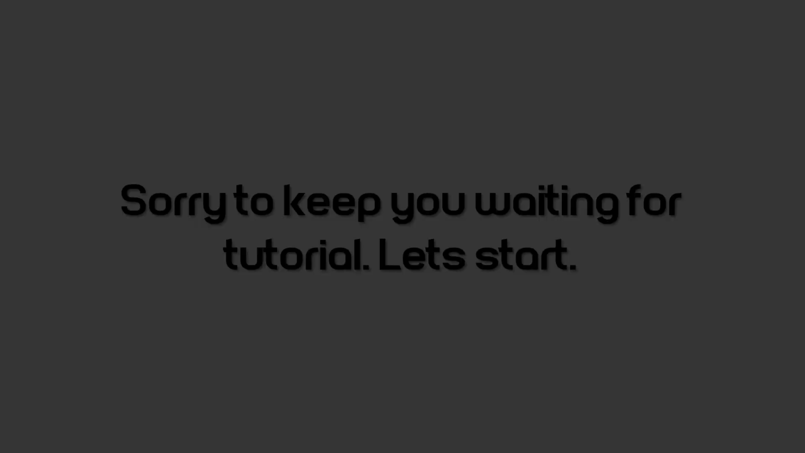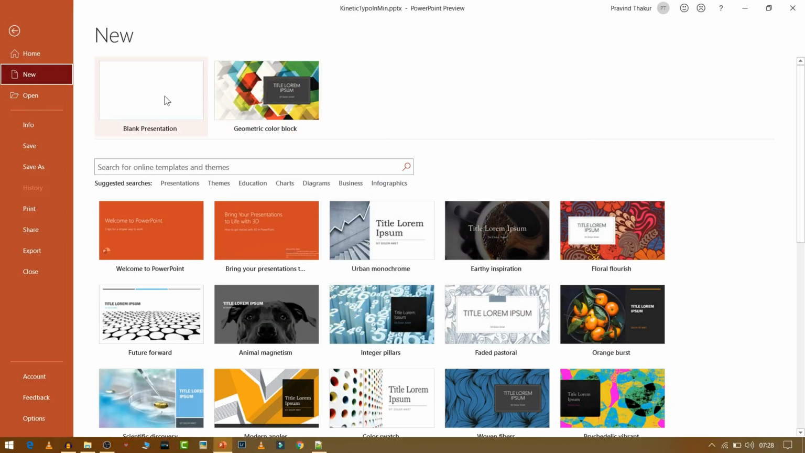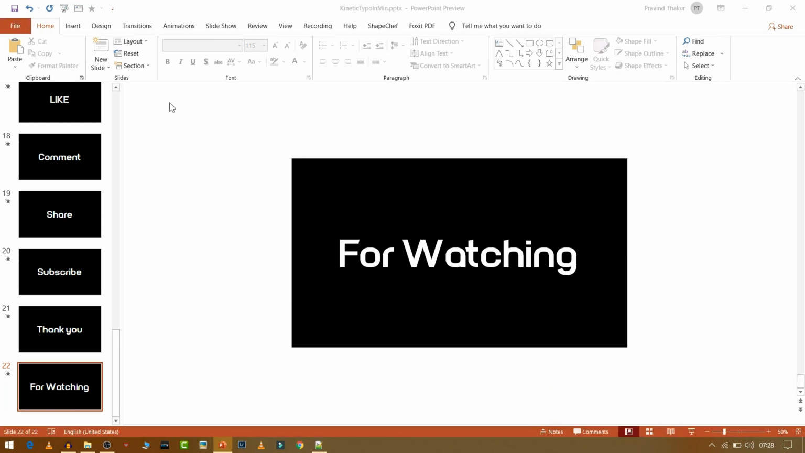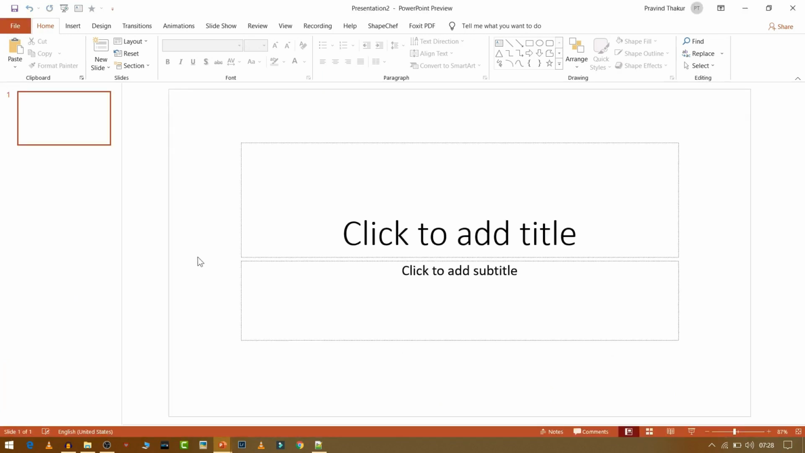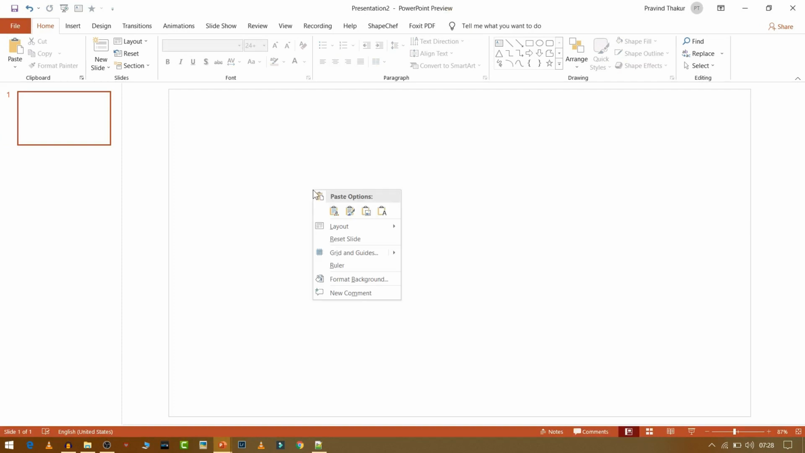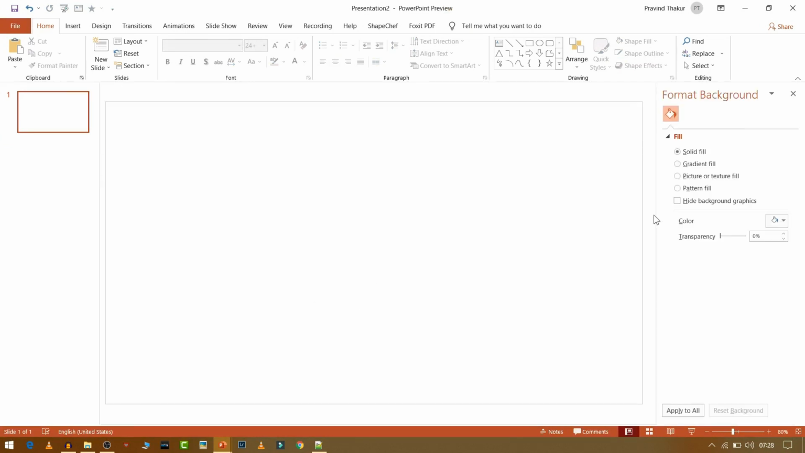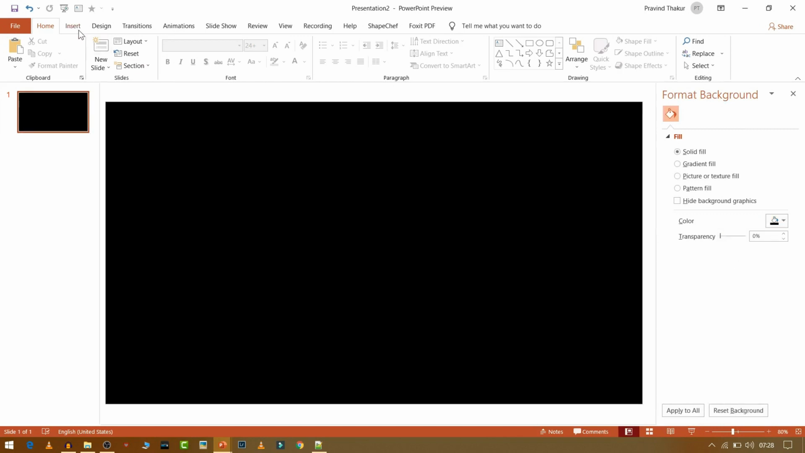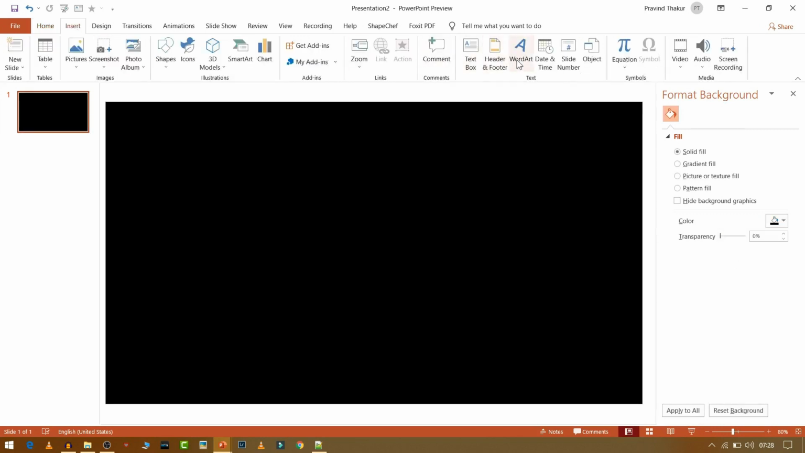Sorry to keep you waiting for the tutorial, let's start. So we will open up PowerPoint and then open a blank slide. In this blank presentation, I will just select all of this and delete it. Now I will right click it and go to format background and change the background to black, and then I'll go to insert and insert my text.